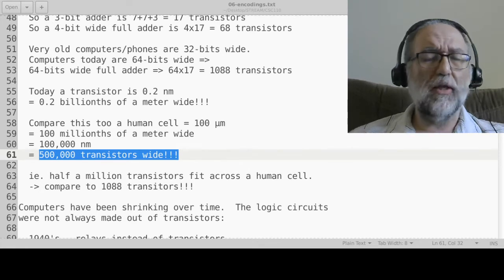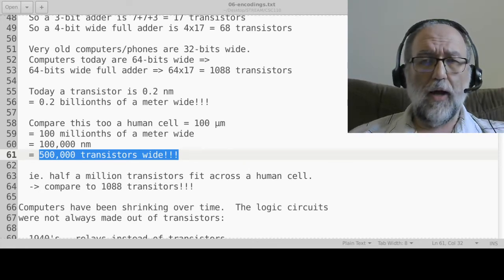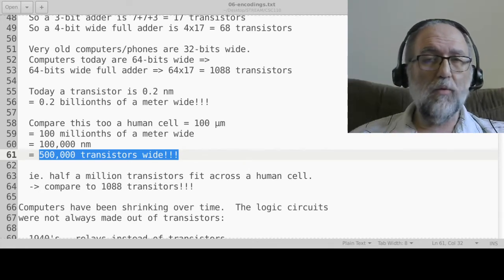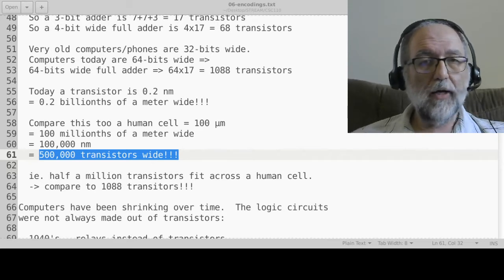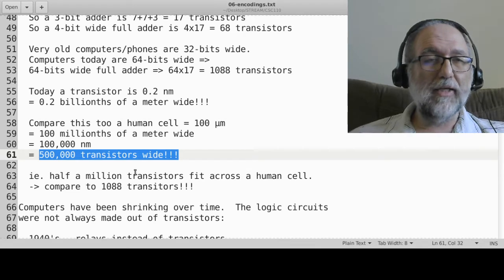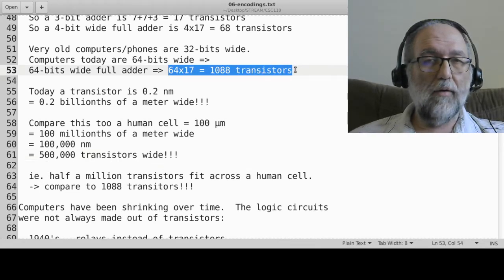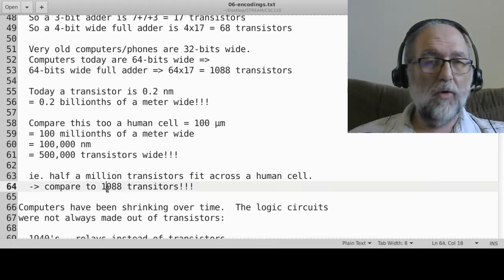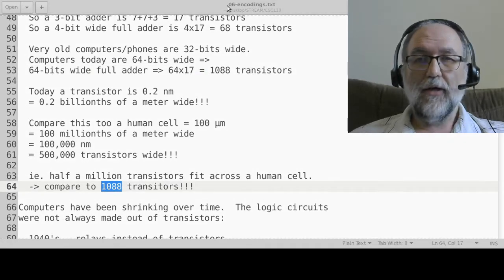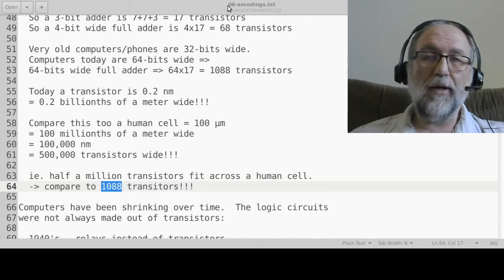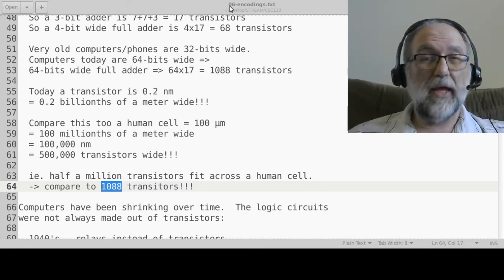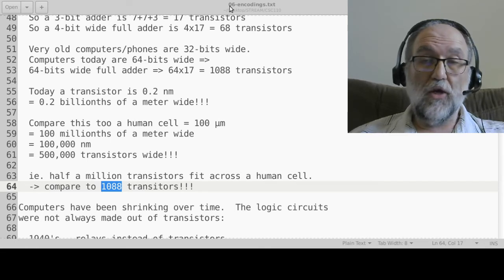So that's pretty much the limit. And we're talking end to end, okay? We're talking incredibly tiny little devices here. All right. So how many does it take? How many transistors does it take to make a 64 bit wide adder? Only 1088. Okay. So this is unimaginably small. You could basically put a computer, at least a calculator, within a human cell.